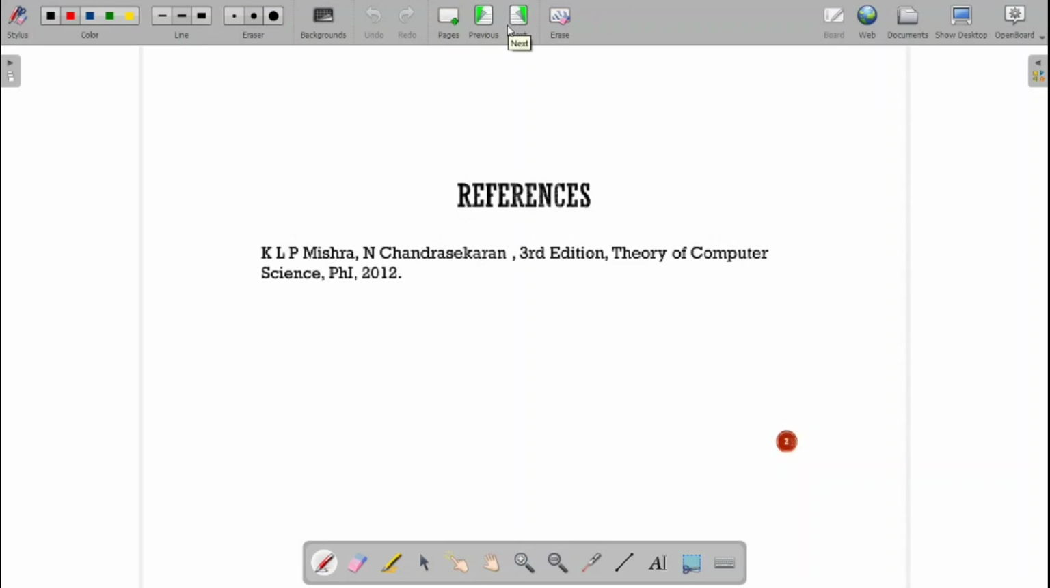Fine. So these are the contents under the variants of the Turing machine. What we learned under the variants of Turing machines are, first, the multi-tape Turing machine and, second, the non-deterministic Turing machine. We proved that multi-tape Turing machines are equivalent to standard Turing machines, and non-deterministic Turing machines are also equivalent to standard Turing machines.